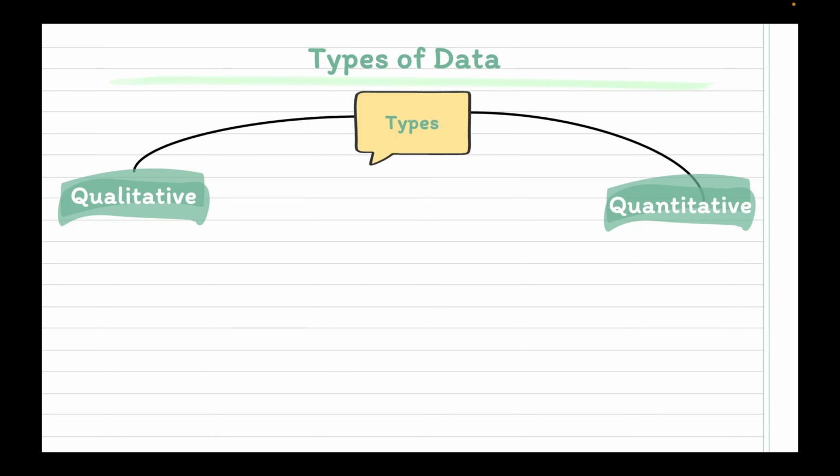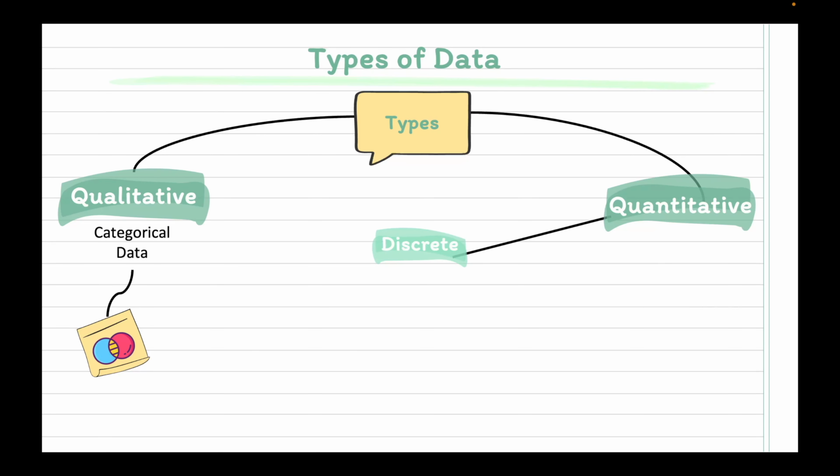All types of data can be put into 2 categories, qualitative and quantitative. Taking a closer look at qualitative, it can be categorized as categorical data, wherein quantitative can be put into 2 further categories, discrete and continuous.